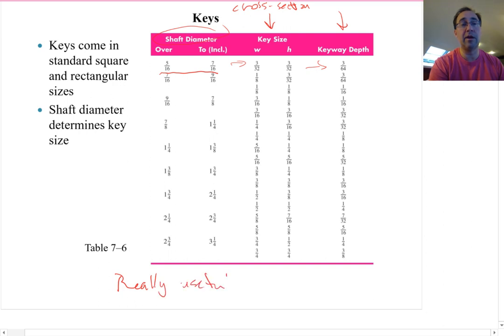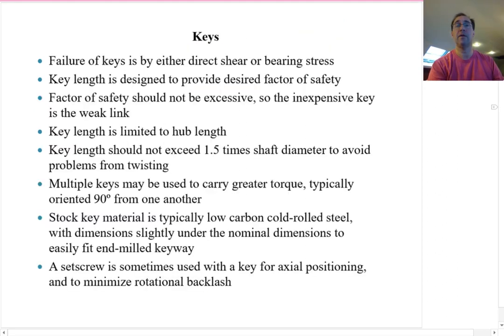Without a table like this, you'd actually have to try to either eyeball it or calculate it, figure out what size would not give me too big of a stress concentration and all that sort of stuff. They've kind of already done that for you. It's standardized. You just look it up off a design table like this.